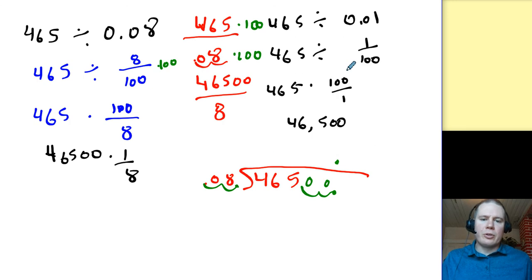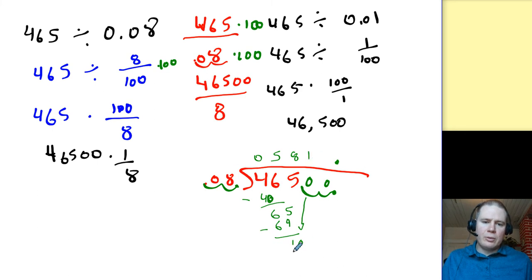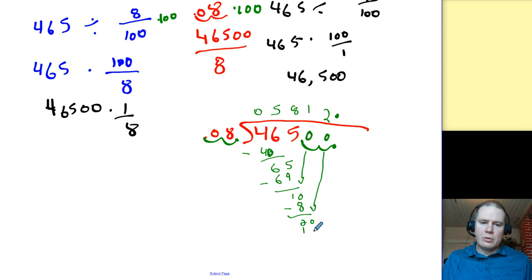So let's get into that long division again. 8 doesn't go into 4. 8 goes into 46 5 times. Remainder 6. Make my 0 look like a 0. Bring down the 5. 8 goes into 65 8 times. Bring down this first 0. That's helpful. 8 goes into 10 1 time. Bring down this next 0. 8 goes into 22 times. 8 times 2 is 16. 20 minus 16 is 4.